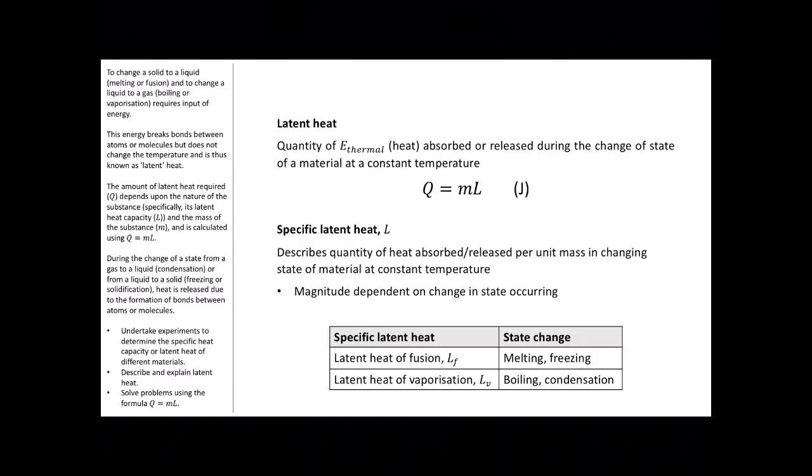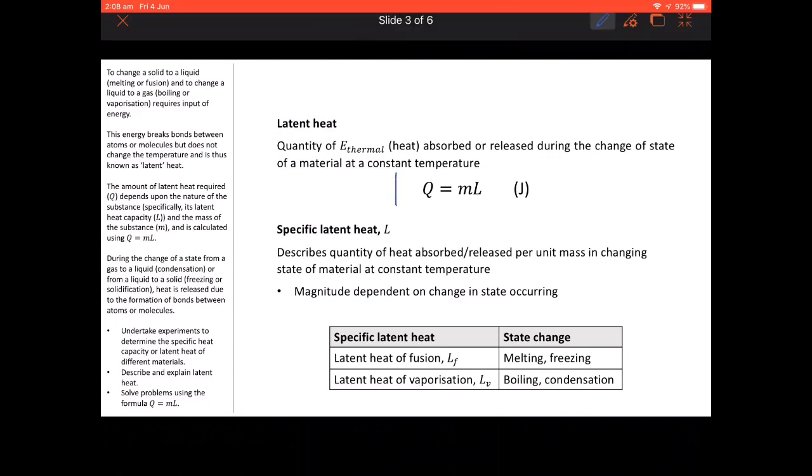Latent heat is the quantity of thermal energy, so heat, that is absorbed or released during the change of state of a material at a constant temperature. And the latent heat is given by this rule here, and it's measured in joules because it's energy.